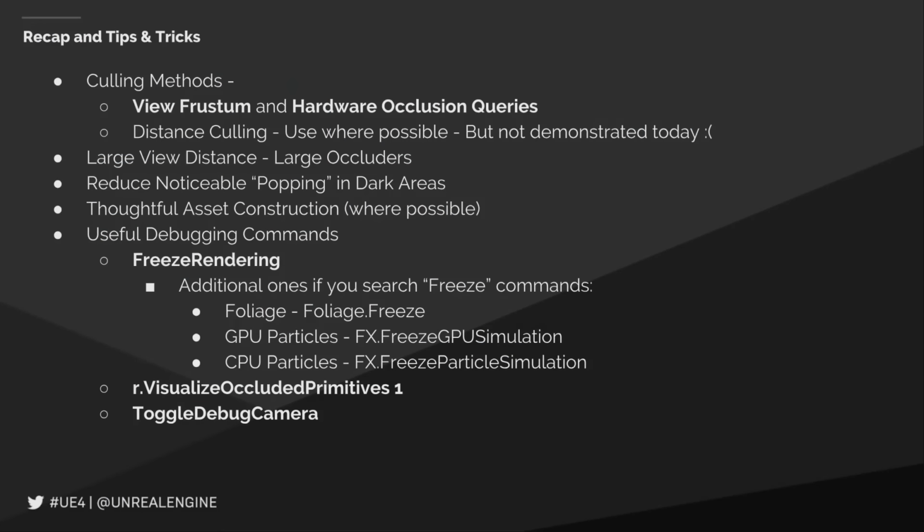So really in this stream, what we covered was just view frustum and hardware occlusion queries. Let me minimize the editor because it's distracting me over here. We focused on these just because these are the default methods that we have and that are automatically there, trying to save your scene's life and give it some breathing room. And then the other option that I touched on a little bit, that I would recommend but didn't really demonstrate today, is the distance culling one.